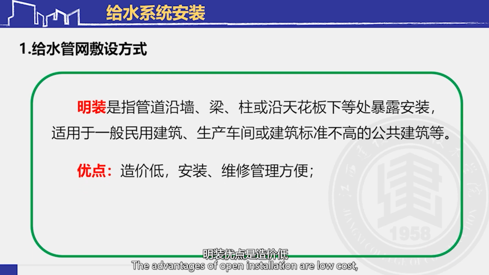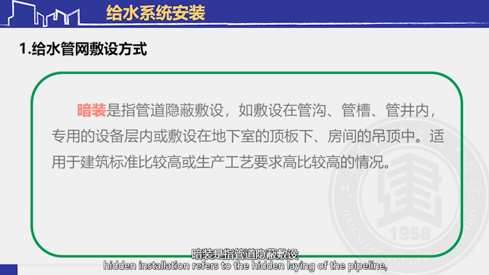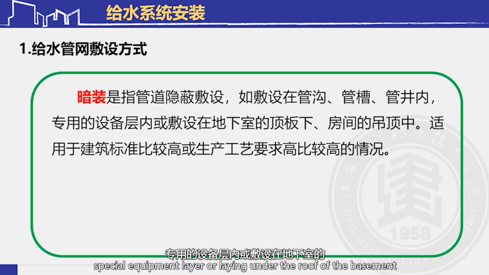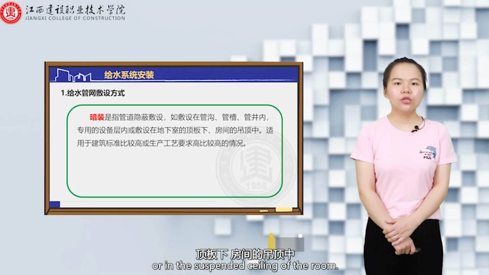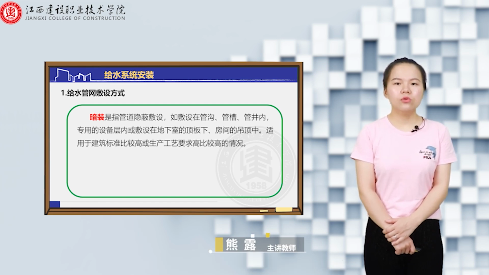The advantages of open installation are low cost, convenient installation, and maintenance management. The disadvantage is that the surface of the pipeline is easy to accumulate ash, dew, etc., which affects environmental health and room beauty. Hidden installation refers to the hidden laying of the pipeline, such as laying in the pipe trench, pipe groove, pipe well, special equipment layer, or laying under the roof of the basement, or in the suspended ceiling of the room. It is suitable for high construction standards or high production process requirements.